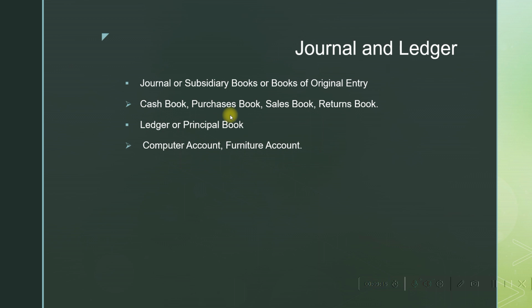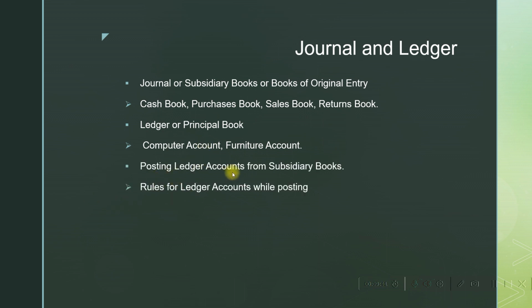And the final assessment of a financial position of a business emerges from these ledger accounts. Ledger is also known as principal book and examples are computer account or furniture account. So there are two types of book. One is journal or subsidiary books and the other one is ledger. All the first entries are made in journal and it gets posted to the ledger. So that is what we actually see here, posting ledger accounts from subsidiary books.